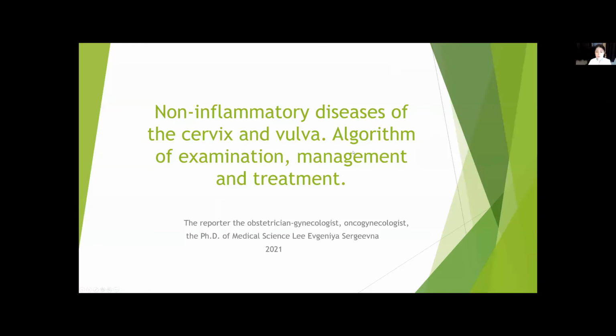Good morning, everybody. Today we will talk about several topics. First, it will be non-inflammatory disease of cervix and vulva, algorithm of examination, management, and treatment.